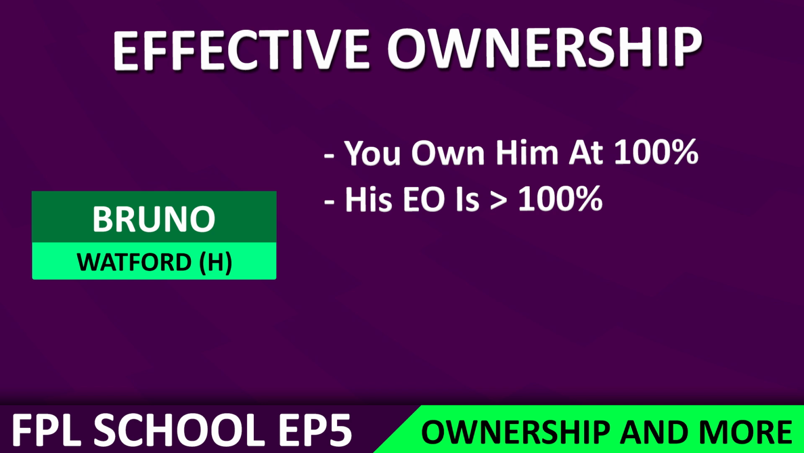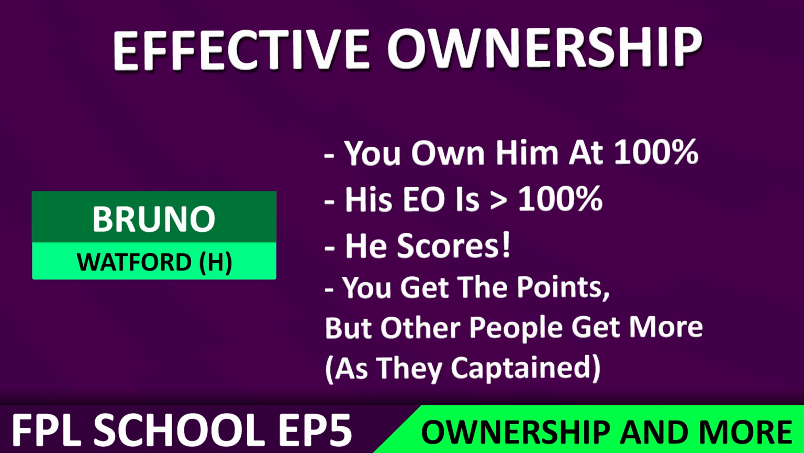But good news, very, very good news actually, where it's not actually as bad as it seems. So let me explain. Where you own that Bruno against Watford, you own him at 100% because you didn't captain him. Enough people captained him that his effective ownership is now 110%. He scores a goal, 5 points for you, but everybody else on average is getting 6 points, meaning your overall rank has actually gone down even though you got his point. Also, just to say the numbers aren't exact, it's just for an example. So even though you own the Bruno and got points for his goal, it actually has negatively affected you as you've now gone down in rank because you didn't captain.